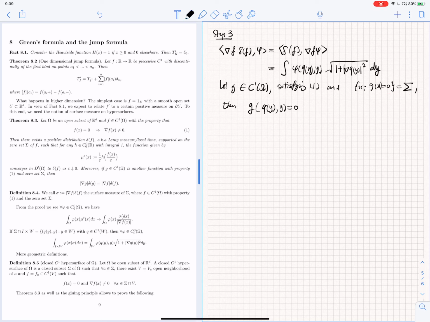Okay. So if this is true, then we can make use of the same trick as before. We can take the gradient of this, and by the same trick we can find that the gradient of g is equal to square root of 1 plus the squared gradient of q, times d1g. Okay. So the point is that we have exactly the same thing for this.